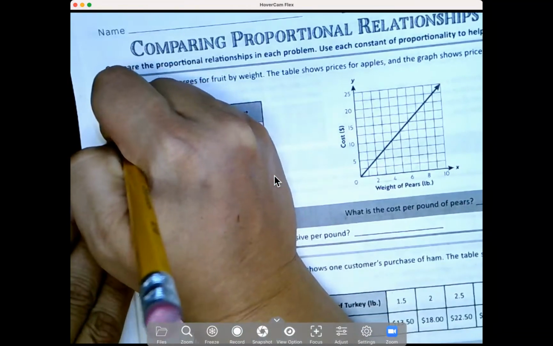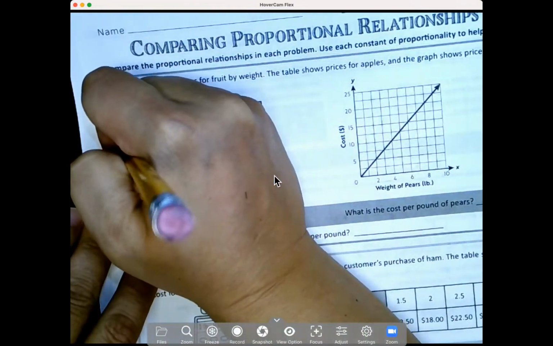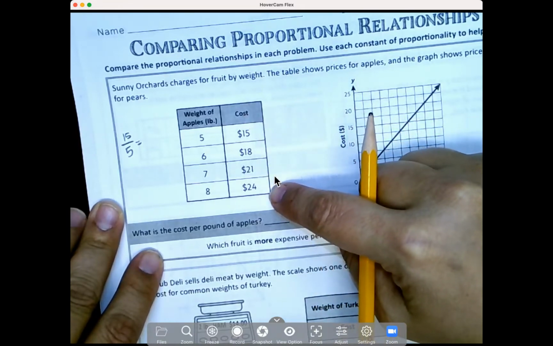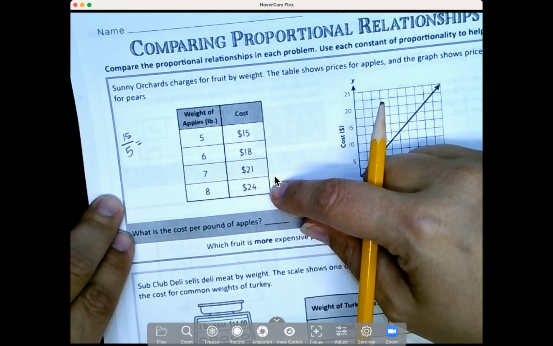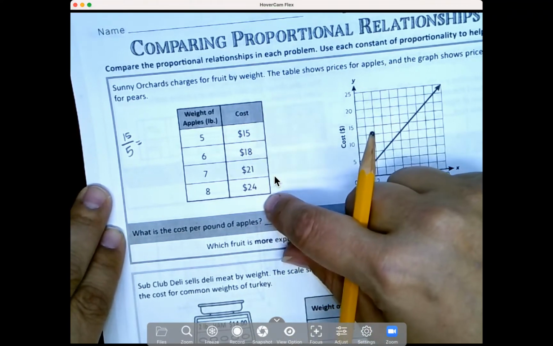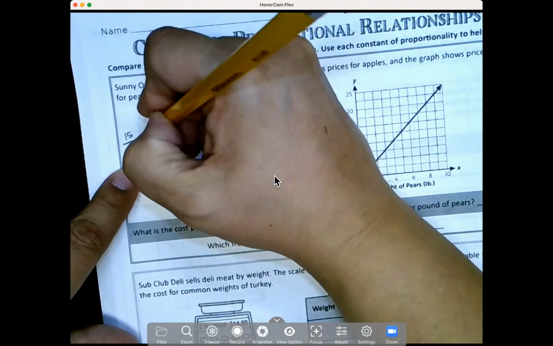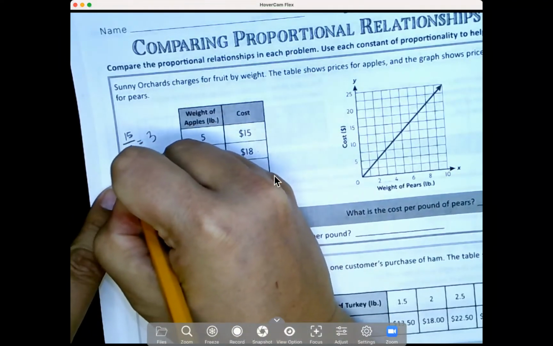I have 15 divided by the pounds. And I'm simply going to work my way down this table. Again, if they wanted to use a double number line, they could do that and work their way back to 1. But hopefully these values are going to be pretty straightforward, and they should be able to use the division. So 15 divided by 5 is 3. I have to check all the other values as well.